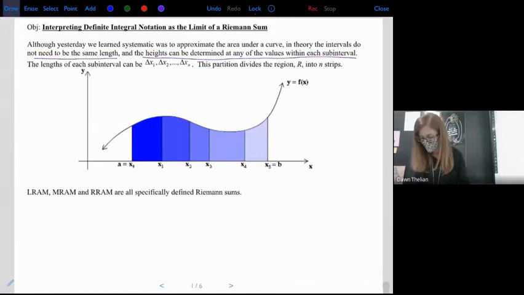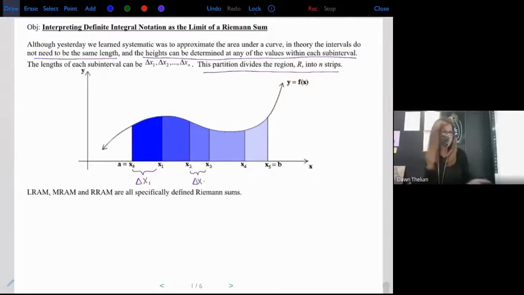So for example, this one says this partition divides the region R into n strips, but you'll notice that they're all different delta x's. So this base in here, we could call this delta x1, is definitely bigger than this one would be my delta x3, and so on. And each of these bases are different.